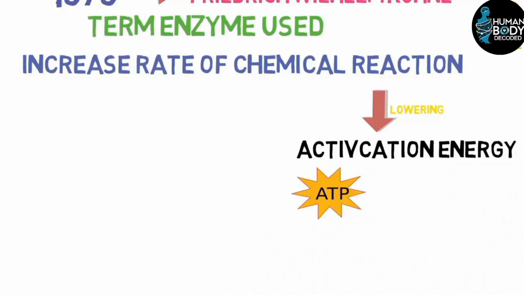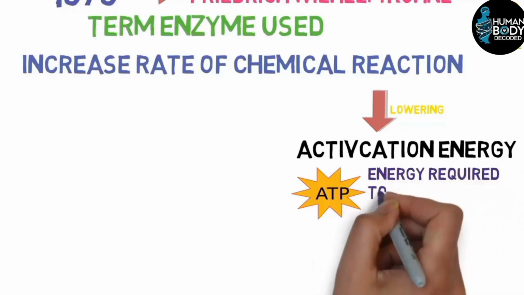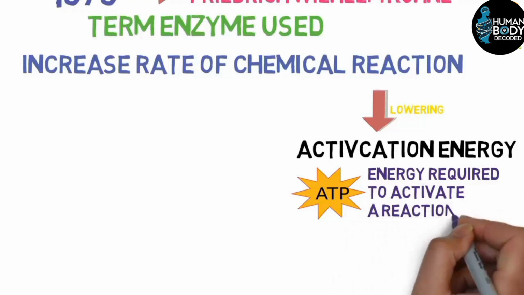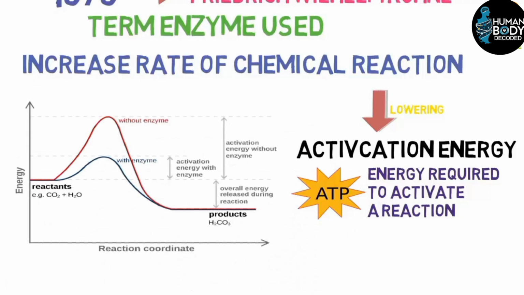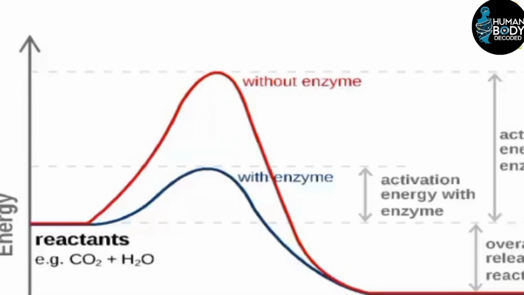Now you might be thinking, what is activation energy? Activation energy is the energy required to start a reaction. Let me explain this with the help of our graph. In this graph, you see two lines, one blue and one red. The blue line is lower and the red line is higher. The blue line represents the reaction when an enzyme is used, and the red line shows the reaction without an enzyme. As you can see, the red line is higher and it needs more energy to complete the reaction.